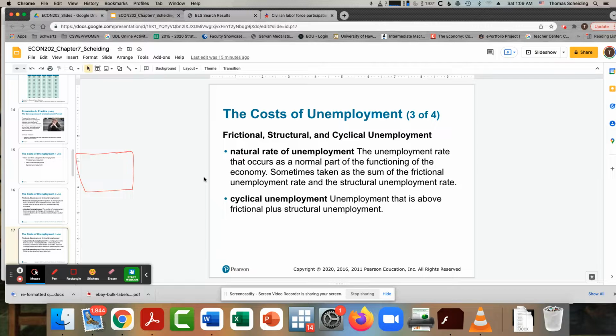If we add up the frictional and the structural unemployment, that is what equals the natural rate of unemployment. So do not think that the natural rate of employment is zero. There's always going to be some unemployment in an economy based on the natural frictions of a market or the fact that people lose their jobs because their skill set is no longer needed.